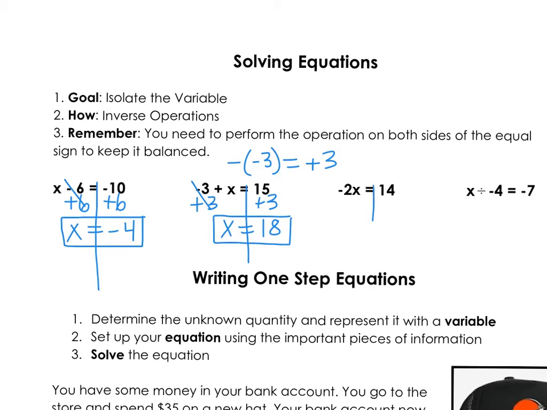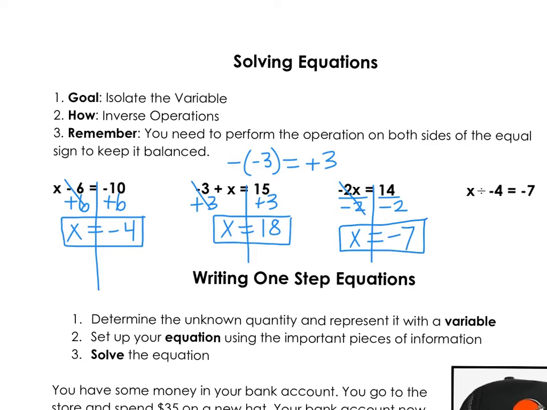All right, our next one, we have negative 2x equals 14. And remember, the negative 2 next to the x means negative 2 times x. So the inverse operation to undo times negative 2 would be to divide by negative 2 on both sides. So negative 2 divided by negative 2 is just 1x. And that equals negative 7.